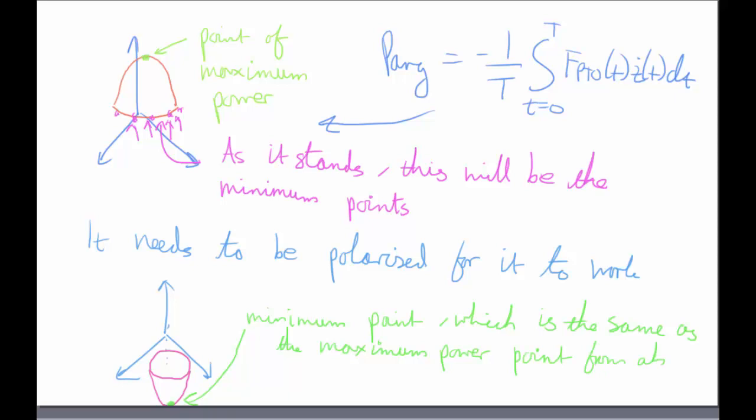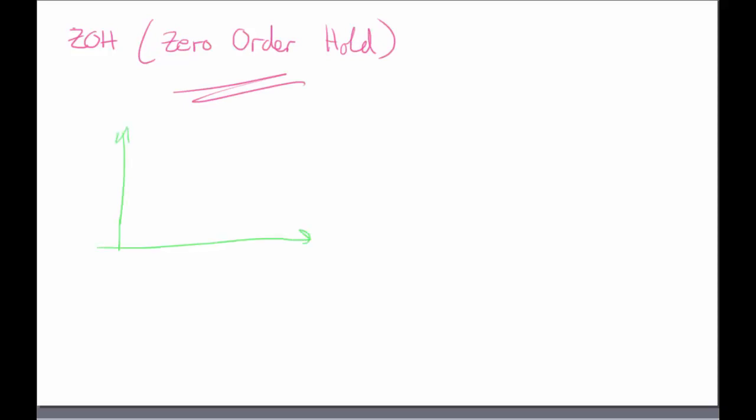So I can write this as basically minus P average is equal to 1 over T times the integral between t equals 0 and capital T, which is the duration of integration. So what I've got here is a zero order hold, and this is the first method I used for making the cost function.